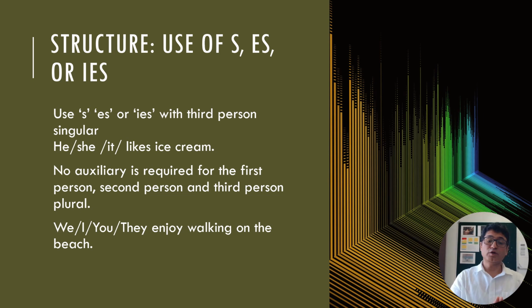We will not use s or es with first person singular and plural, second person, whether you are talking about singular or plural, or third person plural. For example, with we, I, you, they, we do not use s or es. So the sentences will be, we enjoy walking on the beach. I enjoy walking on the beach. You enjoy walking on the beach. They enjoy walking on the beach.